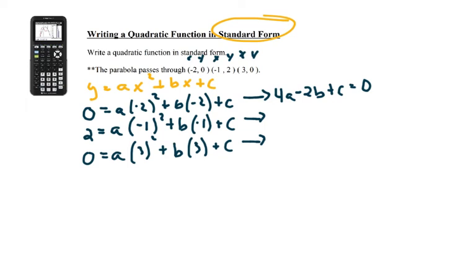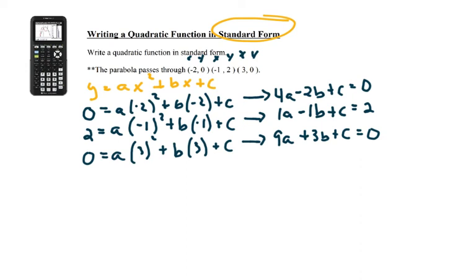This next one, -1 squared is 1, so that's 1a. Plus, actually going to become minus because it's -1 times b, which is -1b, plus c, equals 2. Again, all we're doing is just putting these equations together and writing them correctly. The last one, we got 3 squared, so that's going to give me 9a, plus 3b, because it's 3 times b, plus again 1c, and that equals 0.